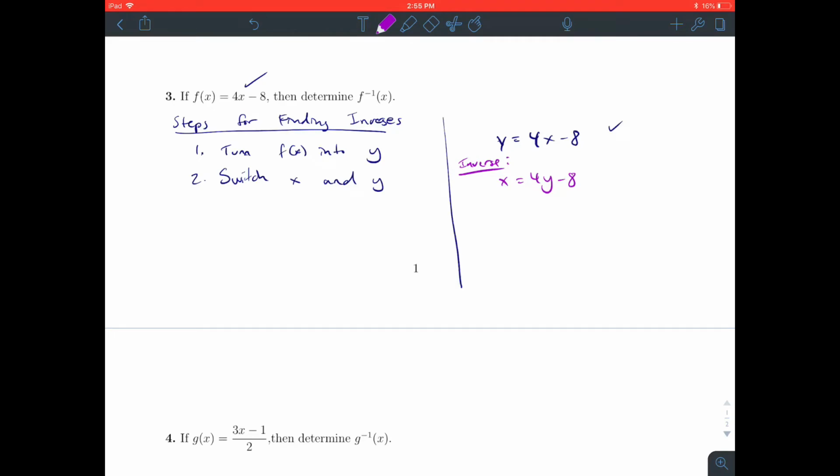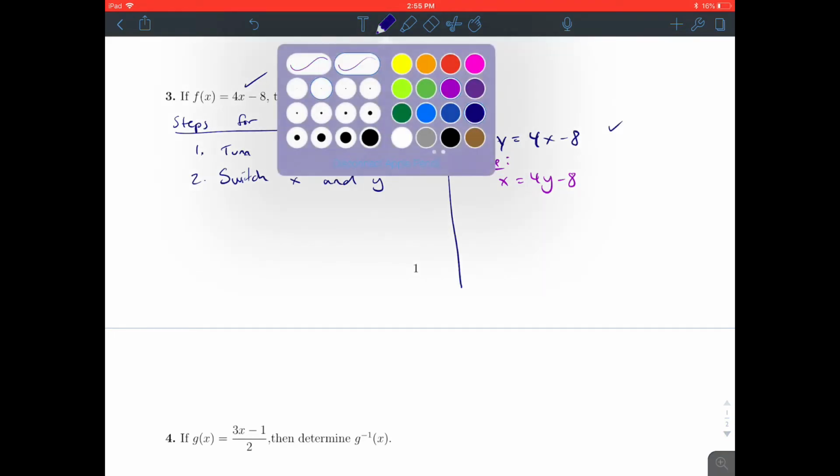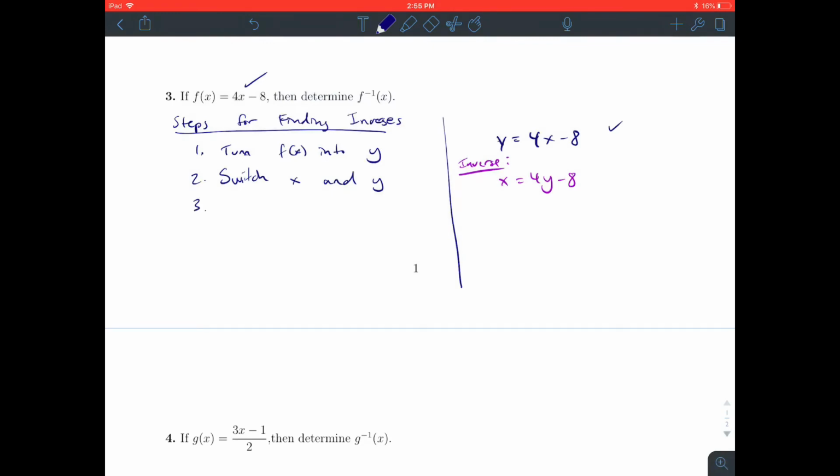Now this function right here, this is a new function, it is the inverse function. Next up, we have to do step 3, which is, it looks strange to have our y not isolated, so isolate y.